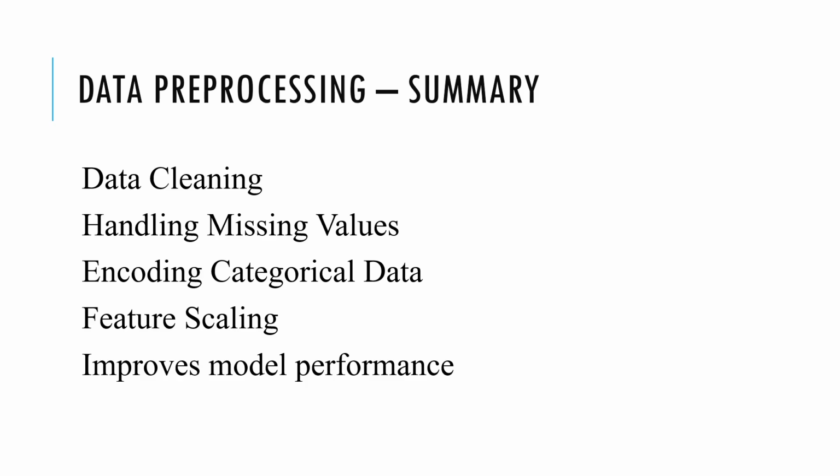Coming to the summary part, we started with data cleaning, removing errors, duplicates and inconsistencies. Then we handled missing values by removing or filling them. After that, we encoded the data and converted text into numbers, and finally we applied feature scaling to bring all values to a similar range. All these steps are essential to prepare data for a machine learning model. In real world projects, data pre-processing plays a major role in the success of a model. So better pre-processing leads to better learning and better prediction.